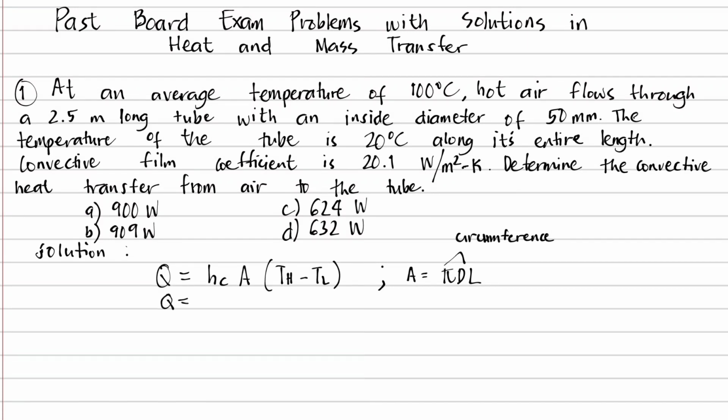So, for convective heat transfer, substitute natin yung mga values na given. So, H sub C is 20.1 watts per square meter Kelvin. For our area, we have pi multiplied by d, yung diameter natin. So, sabi dyan, may diameter kang 50 mm. So, convert natin into meters rather. So, magiging 0.05 meters na lang siya. And multiplied by our length, which is 2.5 meters. And then, we have our change in temperature.